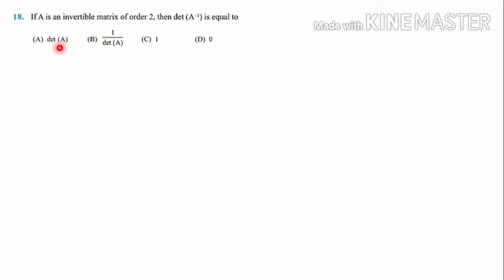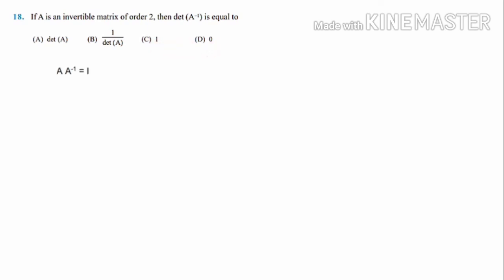Next we shall discuss question number 18, that is the last question of this exercise. If A is an invertible matrix of order 2, then determinant of A inverse is equal to, there are 4 options given to you. First one is determinant of A, second one is 1 divided by determinant of A, third option is 1, and the fourth option is 0.